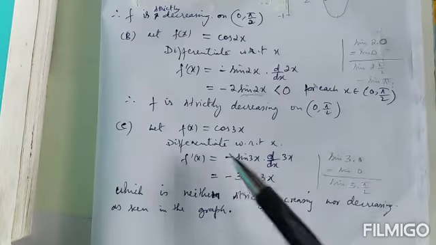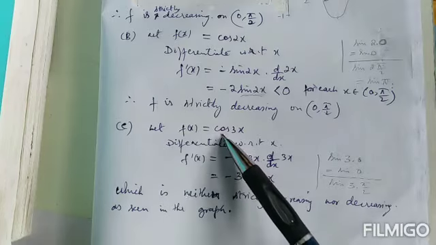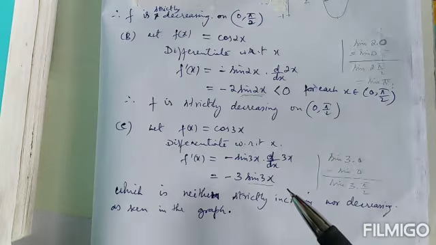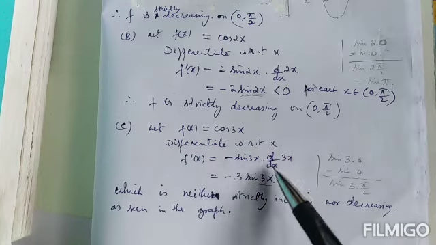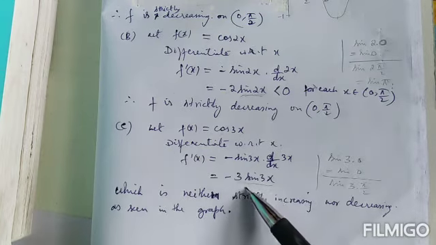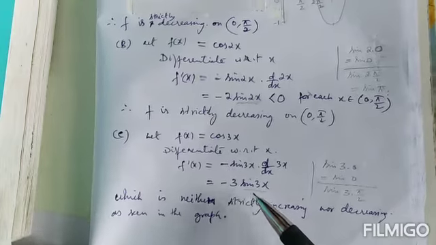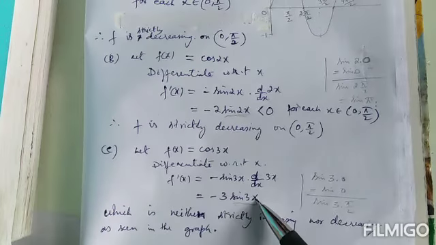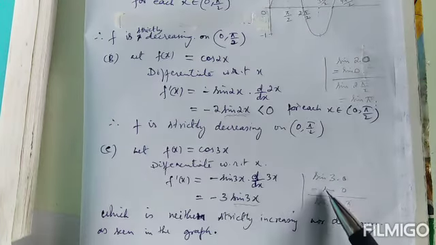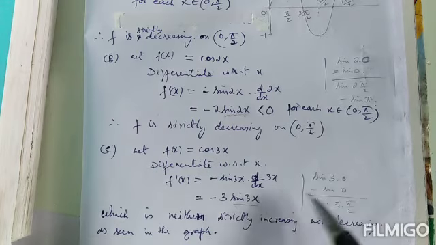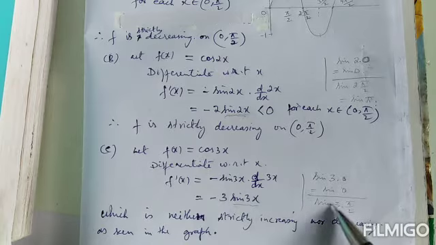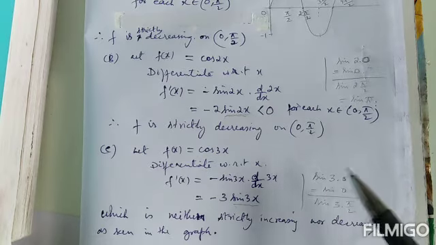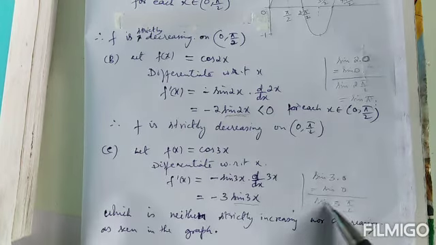Number C. Let us see number C. Let f(x) equal to cos 3x. Differentiate with respect to x, you will have f dash x minus sine 3x, d by dx of 3x. 3 will come out. First, I'll calculate sine 3x. You will have to put x as 0. Then you will get 3 into 0, sine 0. Next, put x as pi by 2, the interval end, 3 pi by 2. That means now the graph is from sine 0 to sine 3 pi by 2.